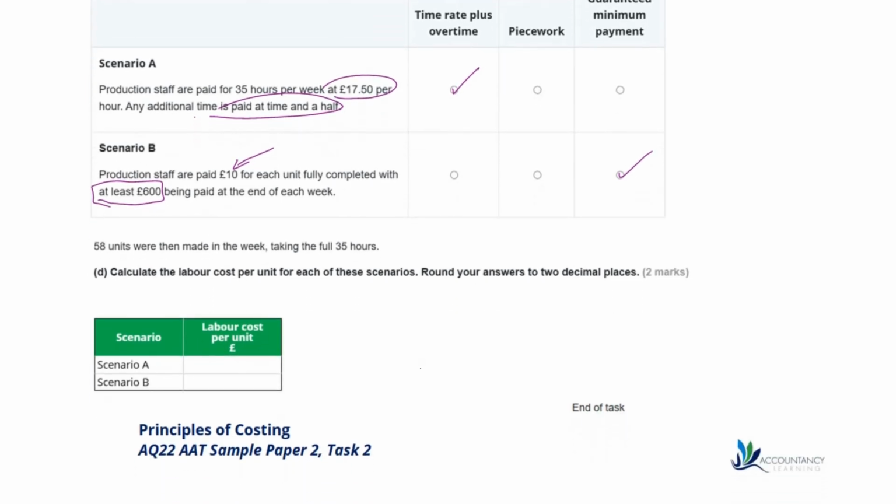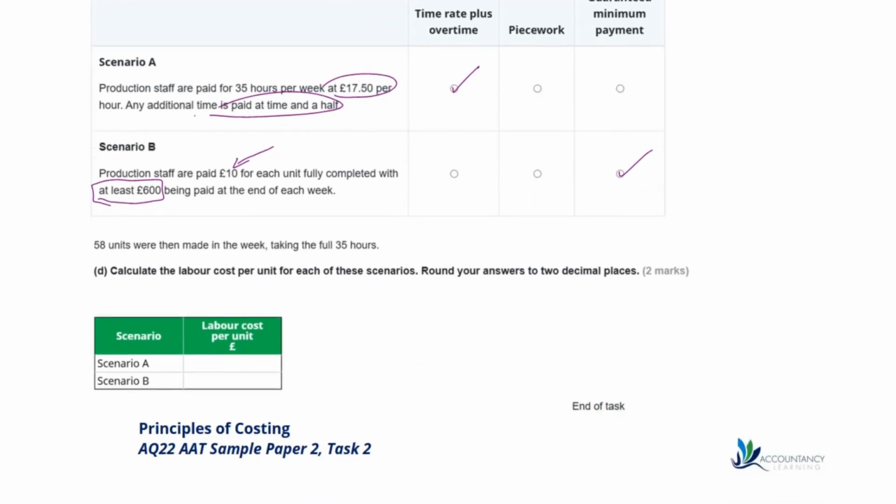We're then told that 58 units were made in the week, taking the full 35 hours. And now we need to calculate the labour cost per unit for each of the scenarios. And we need to remember to round answers to 2 decimal places. We need to make sure we're reading this question carefully, because we're looking for a per unit cost for each scenario. So for scenario A, it takes the full 35 hours.